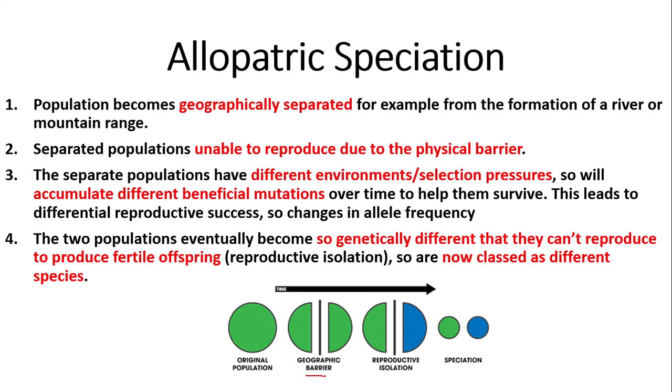So the final step is that the two populations eventually become so genetically different as a result of their different changes in allele frequency, that they can't reproduce to produce fertile offspring. And this is called reproductive isolation. This term is also key. So they are now classed as two different species.